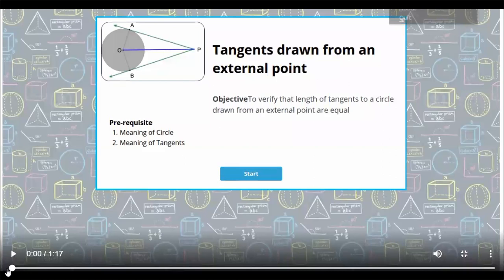Okay. Tangent drawn from an external point. To verify that the lengths of tangents to a circle from an external point are equal. You can add prerequisite also, but it is not necessary 100%. You can write objective, then prerequisite, then materials, then procedure, then observation, then result. Generally, we should follow this.